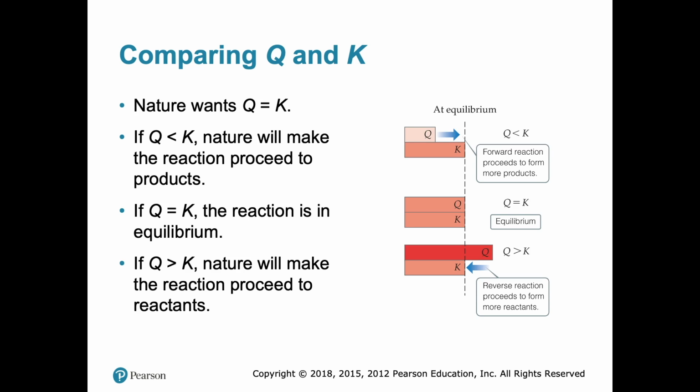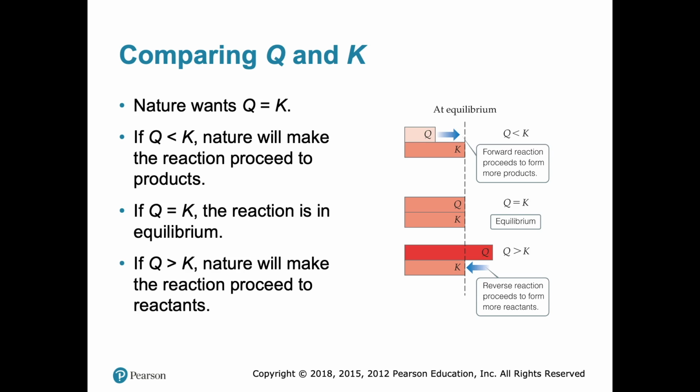If K is equal to Q, or Q is equal to K, then the reaction is in equilibrium, right? So there we go, right there. There's Q equal to K, and here are the products for Q and for K, and they're both at the same point, the equilibrium point. And on the other hand, if Q is greater than K, nature will proceed to make the reaction go in reverse so that you can get closer back to equilibrium.